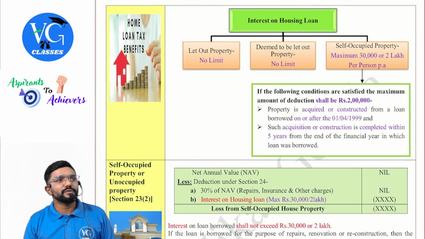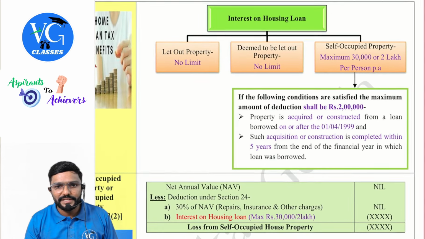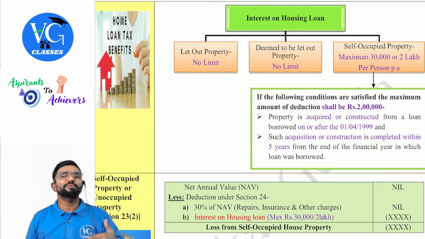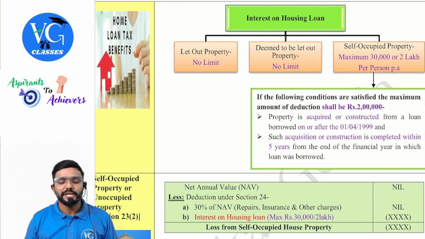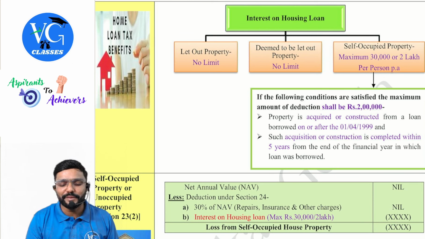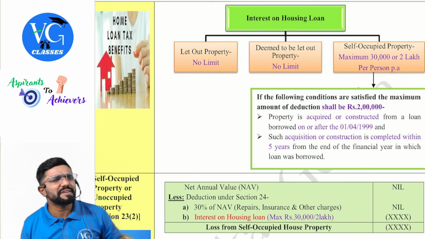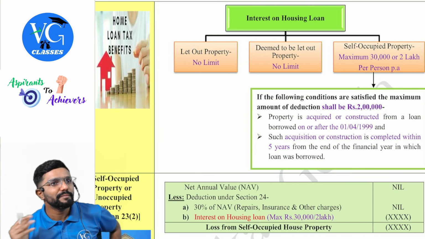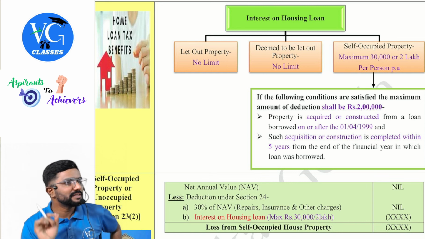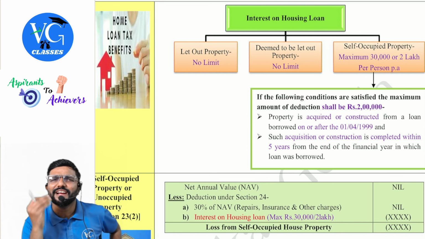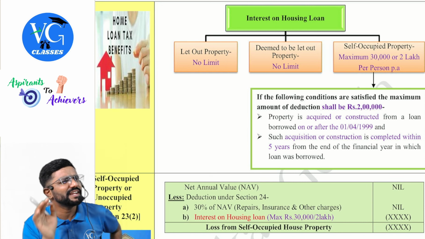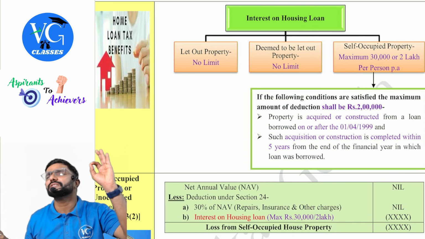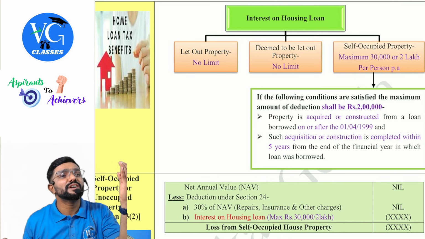Next, interest on housing loan. One simple table I have made, guys. Please look here. Sir, how much can I claim as interest deduction? If it is a let out property or deemed to be let out property, you can claim whatever is the amount of interest. No limit, in the sense you cannot claim dummy interest and all. Whatever is your actual interest, 2 lakh, 5 lakh, 10 lakh, 15 lakh, 20 lakh, whatever. On what basis?